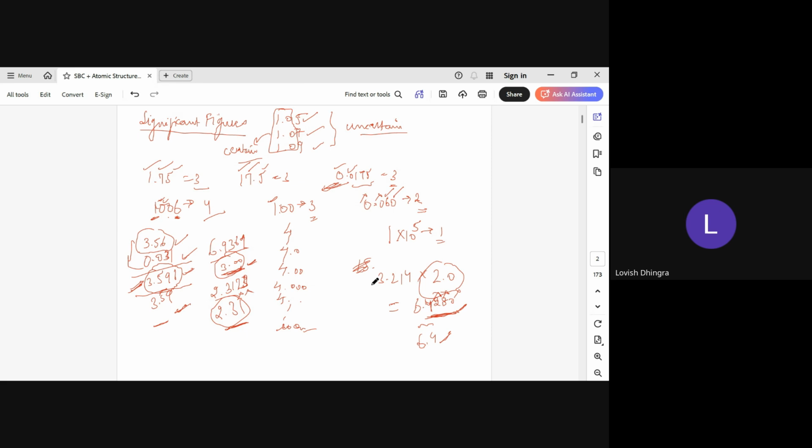Okay. Rounding off is clear to everyone? How you round off any number if it is in decimal? Okay.